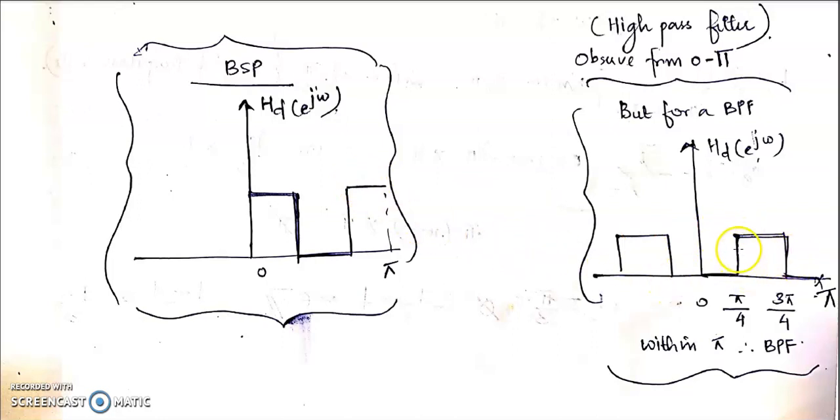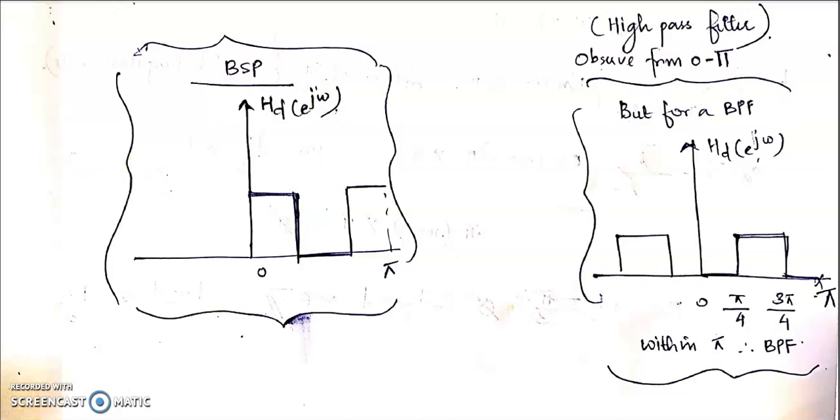What is the reason? When we check the frequency response, check this one from 0 to pi, the positive half. Why do we check this positive half? We have the mirror image in the negative half also. So we check the positive half. From the positive half, it is clear that the filter will pass the signal with frequencies pi by 4 to 3 pi by 4. So it is a band pass filter.